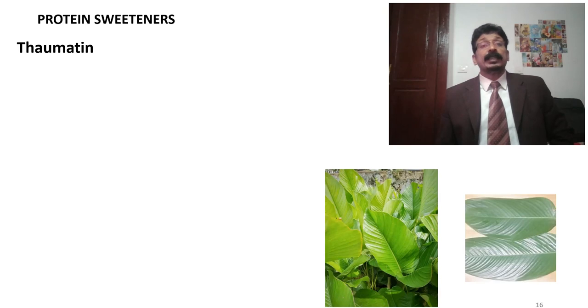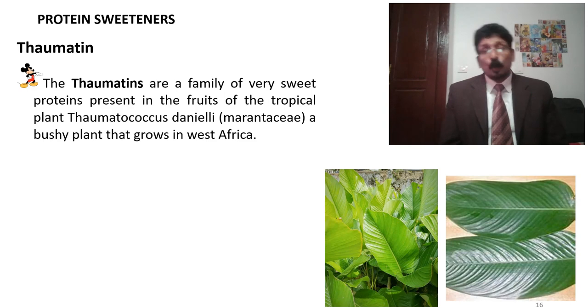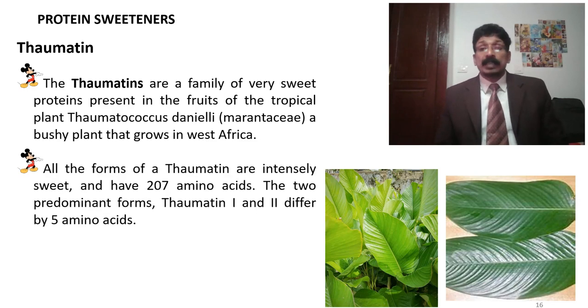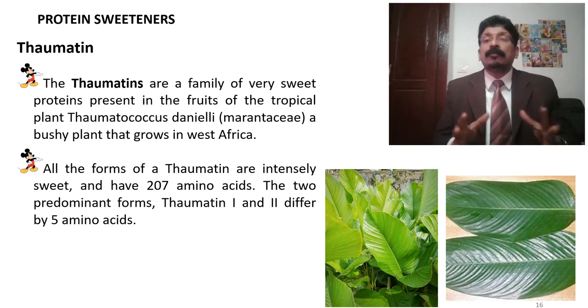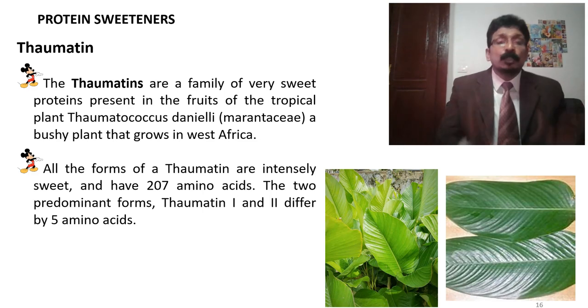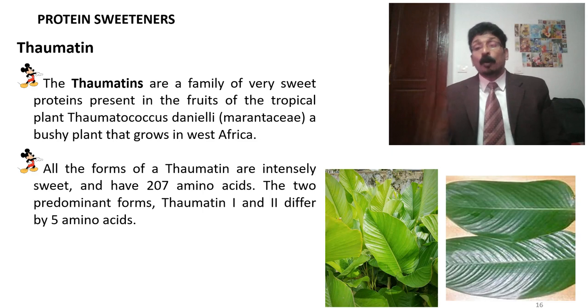Protein sweeteners, for example, thaumatin. The thaumatins are a family of very sweet proteins present in the fruit of the tropical plant Thaumatococcus daniellii, Marantaceae, a bushy plant that grows in West Africa. All the forms of thaumatin are intensely sweet and have 207 amino acids. The two predominant forms present in this plant are thaumatin 1 and thaumatin 2, which differ by 5 amino acids. Already they have the structure of 207 amino acids, with a small difference, and they are very good sweetening agents.